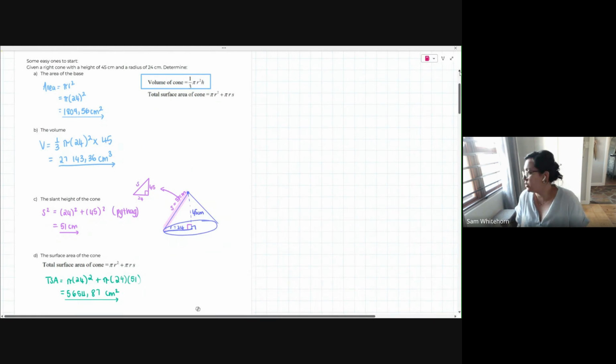Okay, so I've just made it a bit smaller so you can screenshot everything there. And then we're going to have a look at the next one.